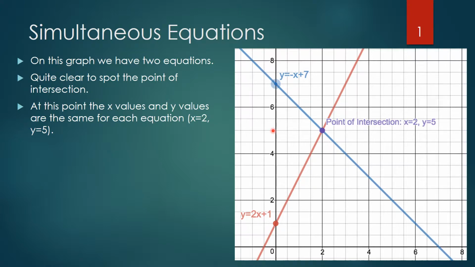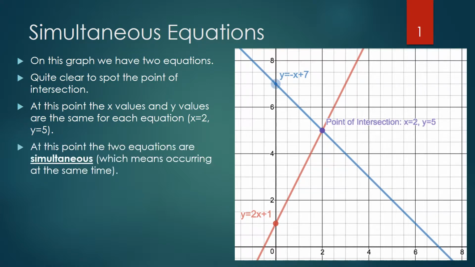What this point means is that at this point, the values of x and y for both of these lines are exactly the same. So when x equals 2 for both of these equations, y equals 5. So what we say is at this point the two equations are simultaneous, which means they're occurring at the same time.